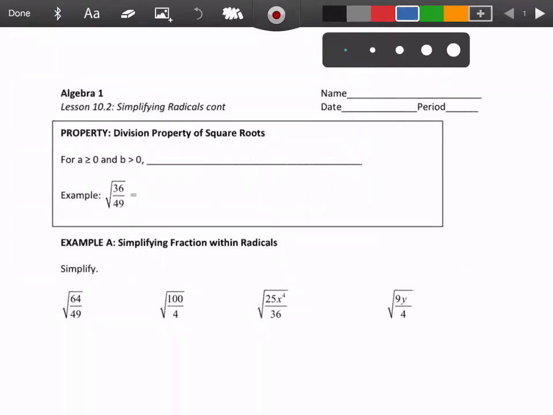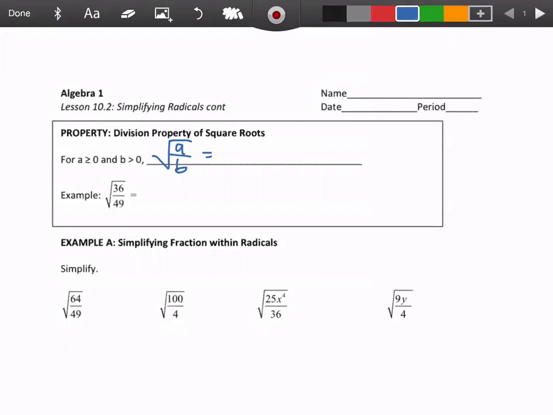So for a is greater than or equal to 0 and b is greater than 0, we have the property, if you have the square root of a divided by b, we can separate those so that we have the square root of a over the square root of b. An example of this is below.